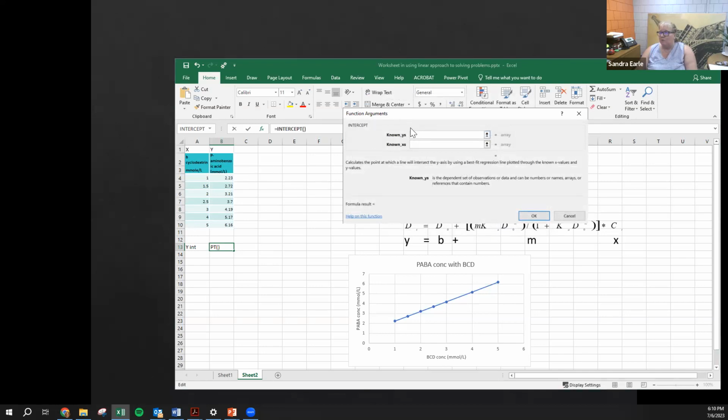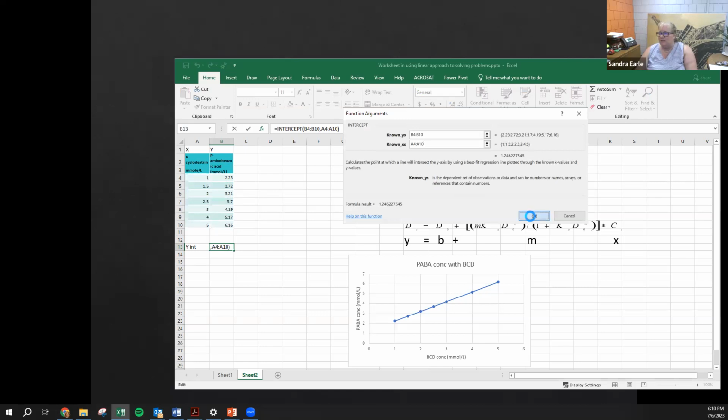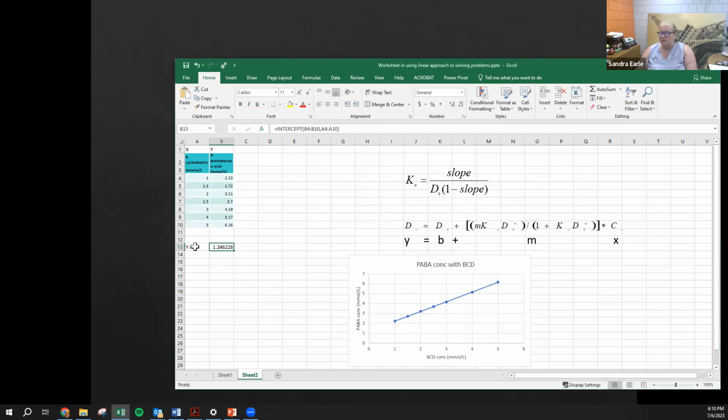And what are my known y's? So I can put my known y's in here. This is a y. And my known x's here. Here are my known x's. So then when I say okay, this is going to give us our y-intercept.